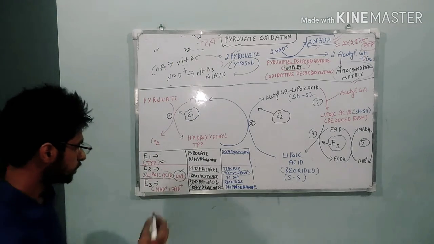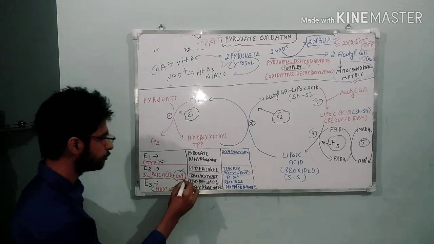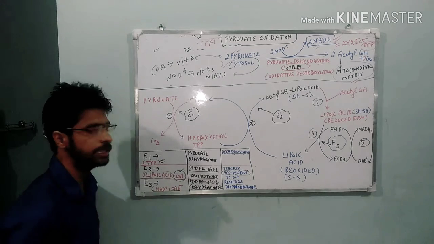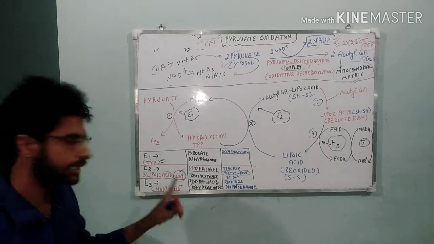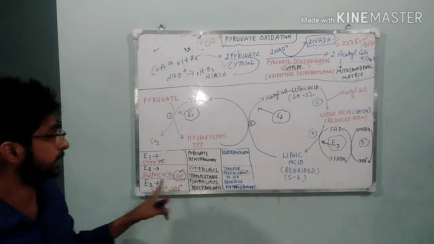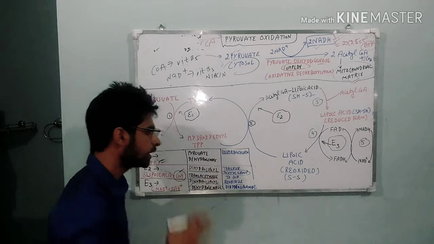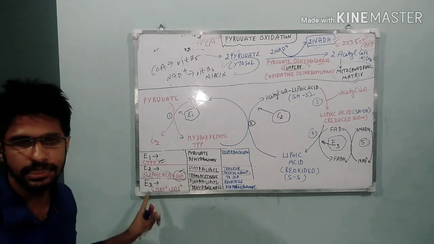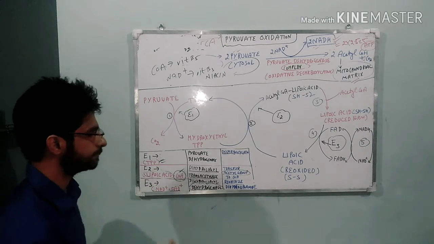So it is vitamin B3, vitamin B2, vitamin B5, and vitamin B1. Lipoic acid is not a vitamin coenzyme. You have to remember this; lipoic acid is the only one. CSIR asked a question on lipoic acid. So you have seen the enzymes: pyruvate dehydrogenase as E1, dihydrolipoyl transacetylase as E2, and dihydrolipoyl dehydrogenase as E3.